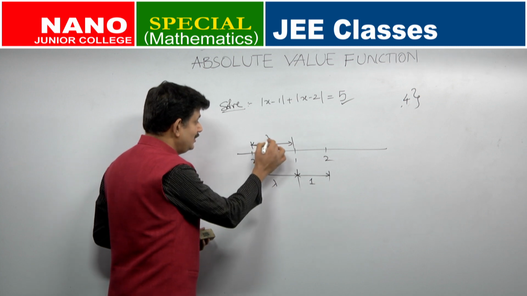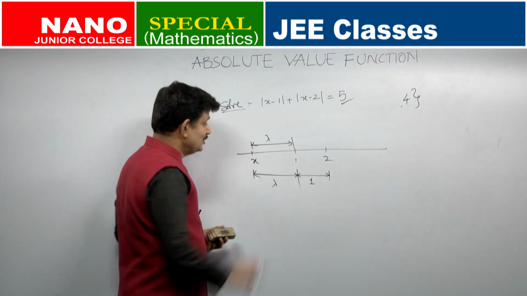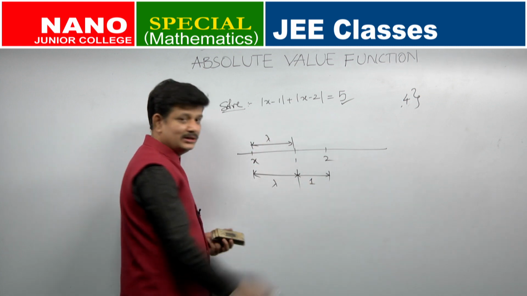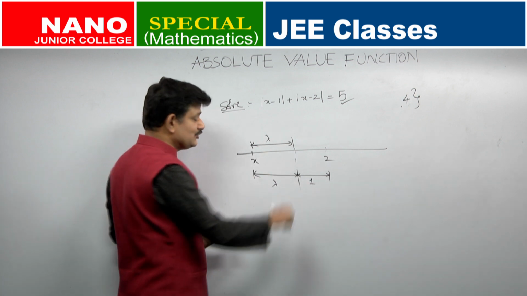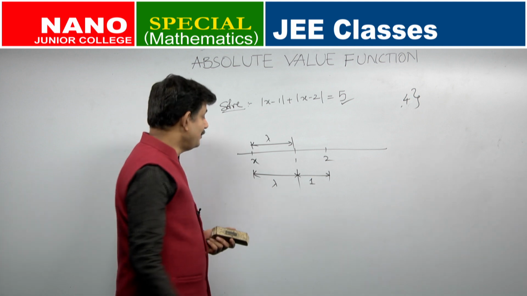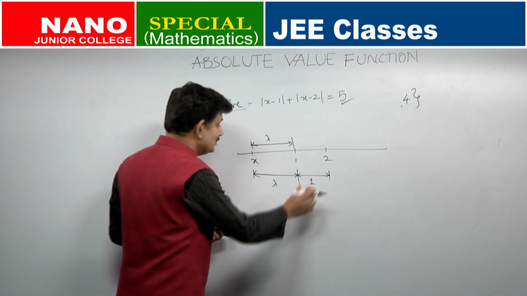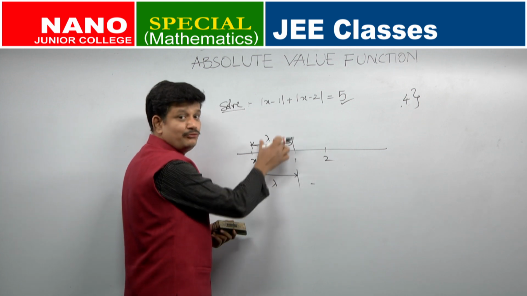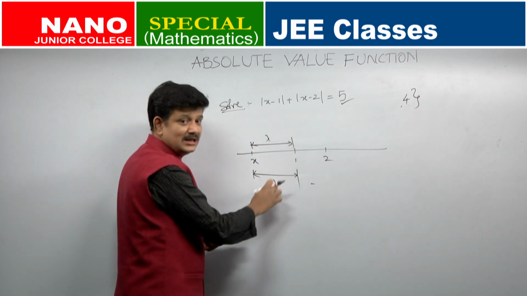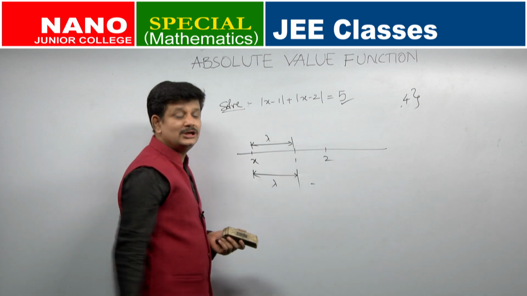Let us say some lambda. So, lambda plus 1 should be how much? 5. So, 2 lambda plus 1 is 5, or lambda is how much? 2 again, or this distance I already know it is 1. So, sum of these two distances should be 4, each of them is same.